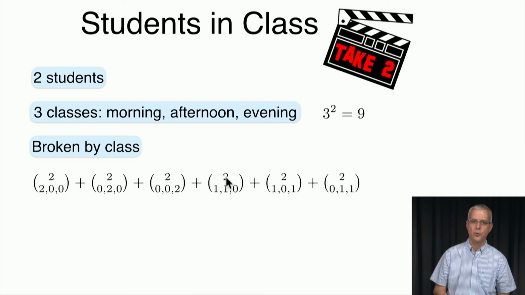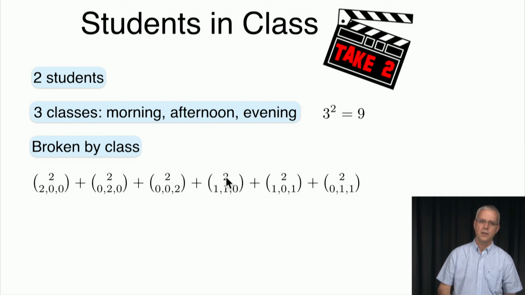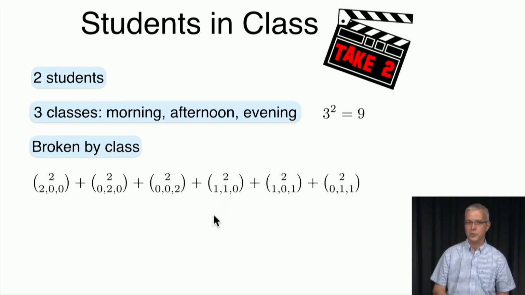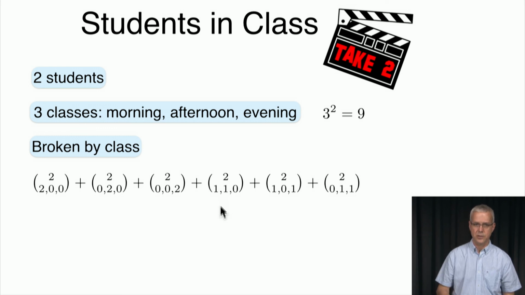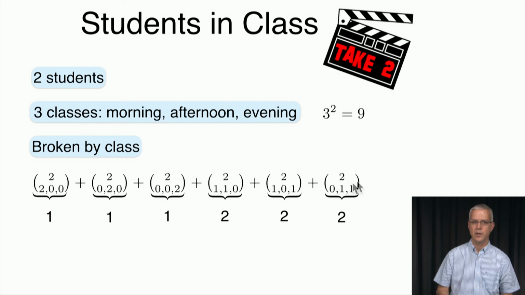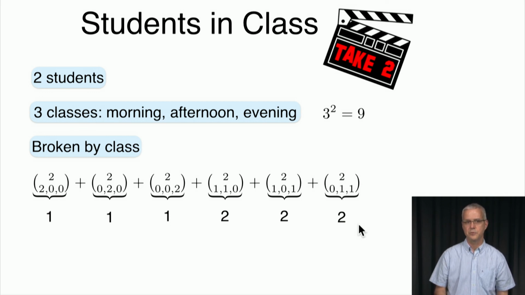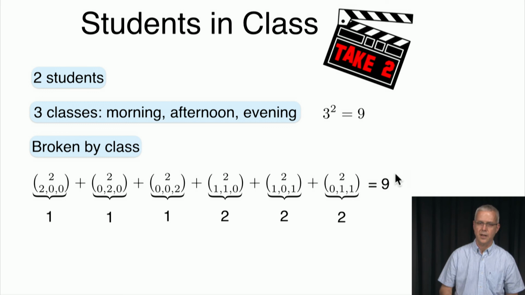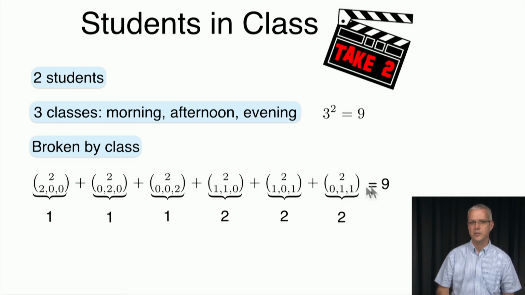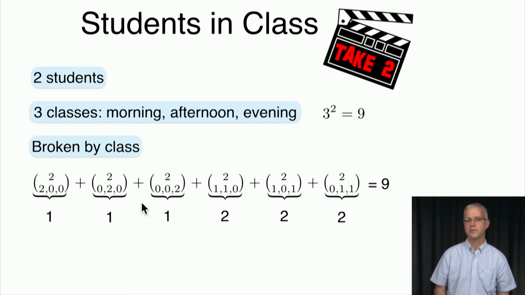And the evening class, or how many ways can they take it so that one takes the morning class and one takes the afternoon class? This number is going to be 2, corresponding to the first student taking the morning and the second one taking the afternoon. There are 2 ways, or the first one taking the afternoon and the second student taking the morning. There are 2 ways, and likewise for the morning and evening and the afternoon and evening. So this is going to be 1 plus 1 plus 1 plus 2 plus 2 plus 2, which gives us 9. So that's another demonstration of the multinomial theorem, that we got 3 to the 2 is the summation of all these coefficients.